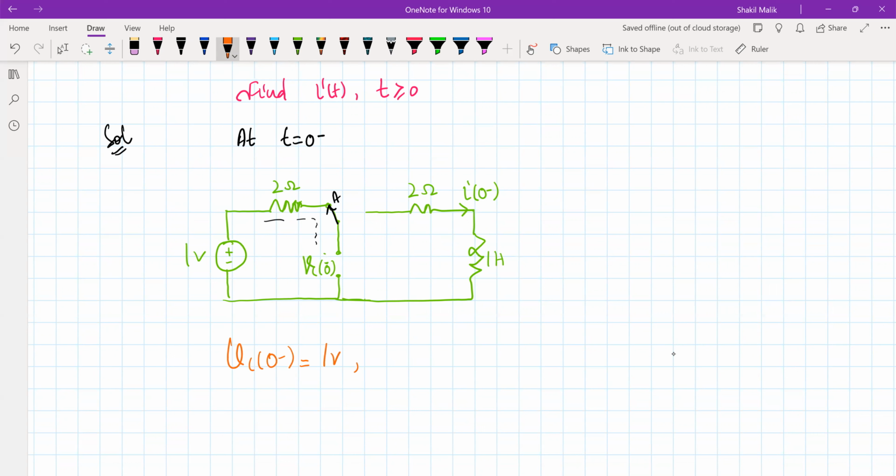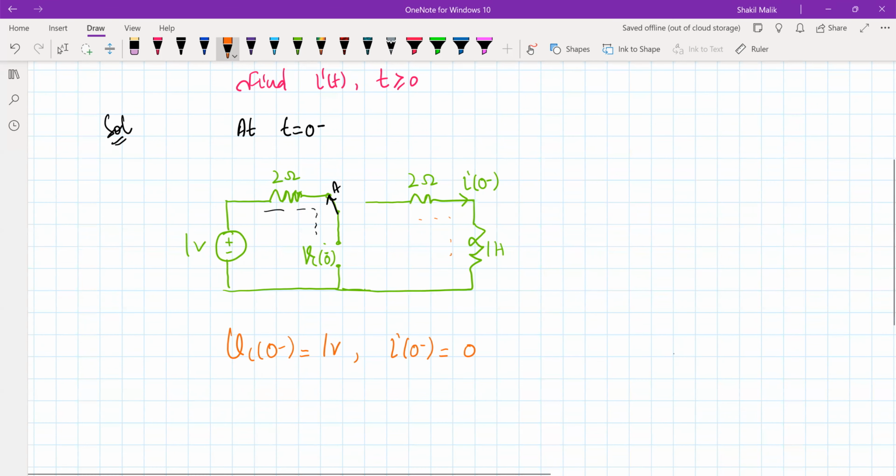As nothing was connected in this remaining portion of the network, i(0 minus) is simply 0. Or you can see this is an open circuit, so no current will be flowing there. So this is the equivalent circuit of this.